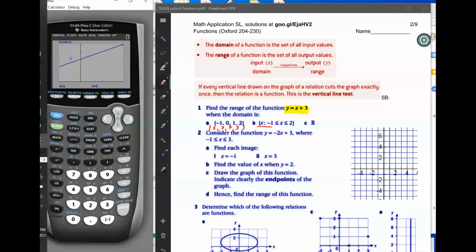So I'm going to put that down as the range. 2 is less than or equal to y, it shouldn't be x, it should be y, because it's the range, less than or equal to 5.